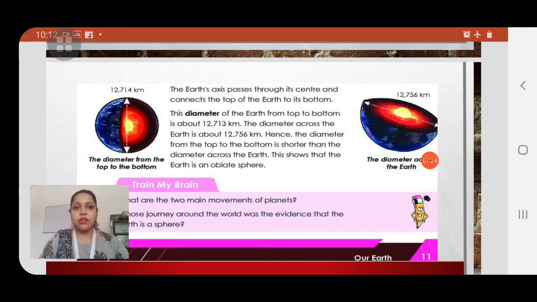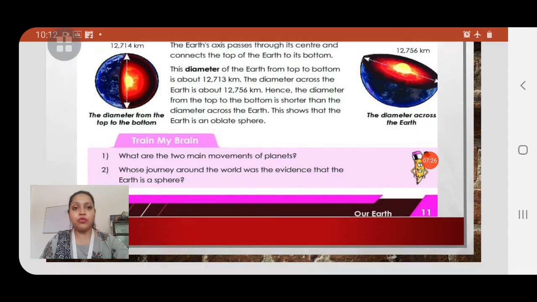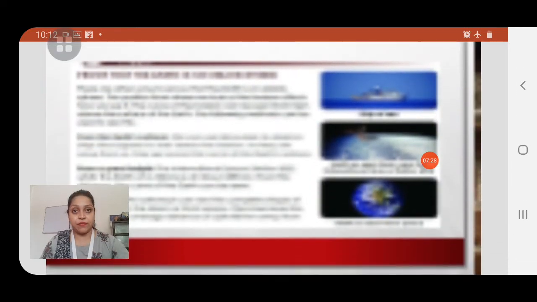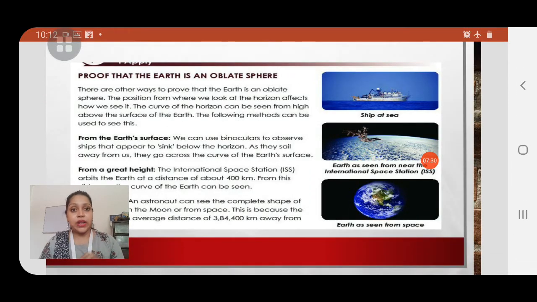Okay, children. So now we will move to the next topic, which is what are the evidence. Nowadays there are various proofs through which scientists have proved that the earth is not flat, but it is an oblate sphere. And these are the various proofs.